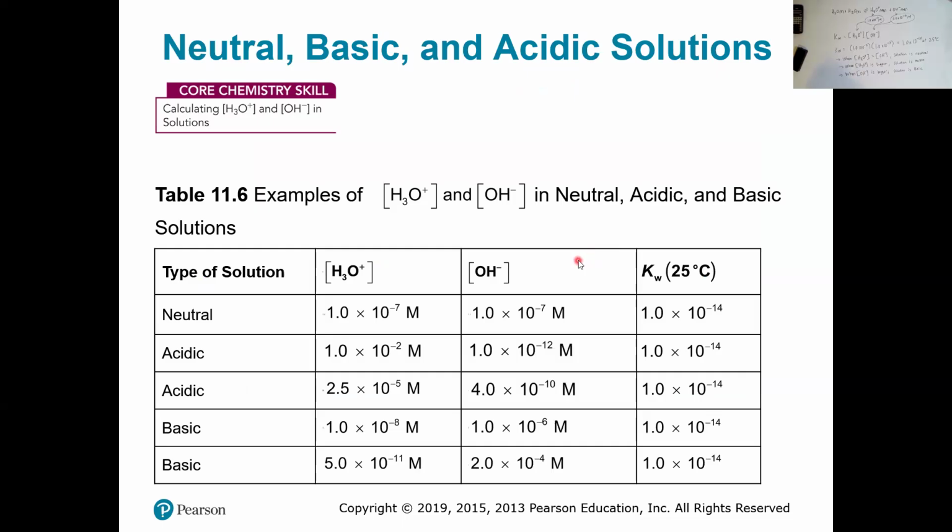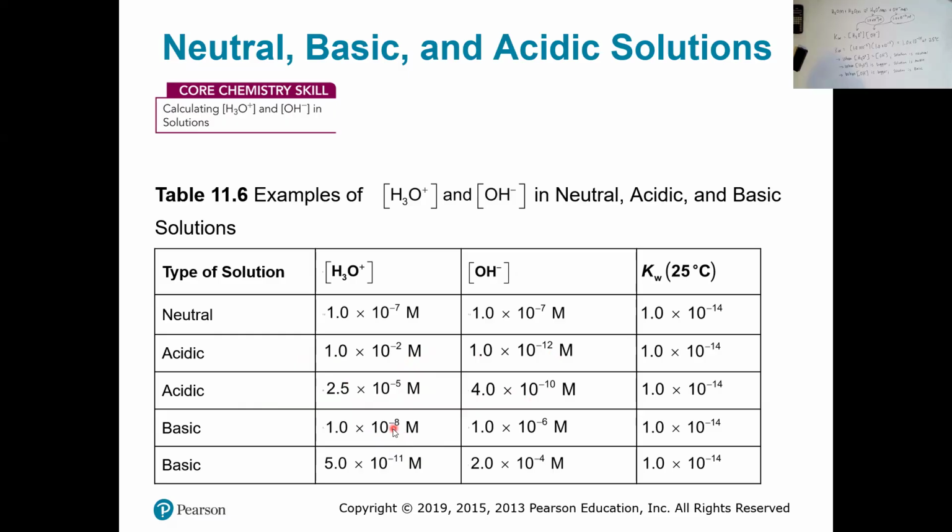So we can tell whether a solution is acidic, basic, or neutral based on our exponent values here. Okay, when our H3O plus and our OH minus are the same exact number, then we know that solution's neutral. In the second and third examples here, we have 1 times 10 to the negative 2 versus 1 times 10 to the negative 12 for hydroxide. So this is way bigger, so it's acidic. 2.5 times 10 to the negative 5 is way bigger than 4 times 10 to the negative 10. So this is acidic.